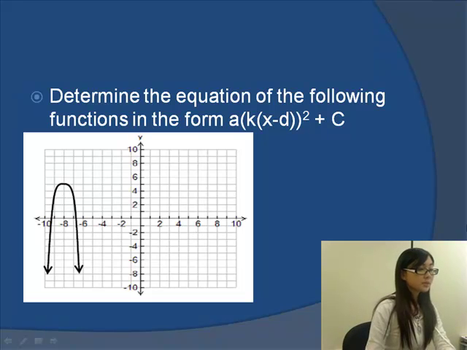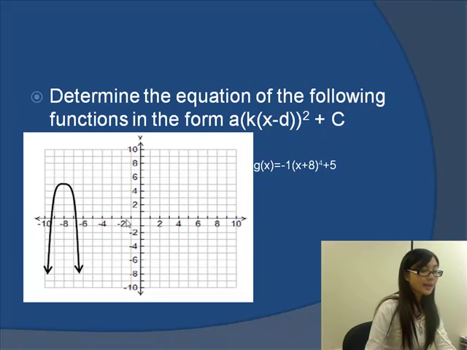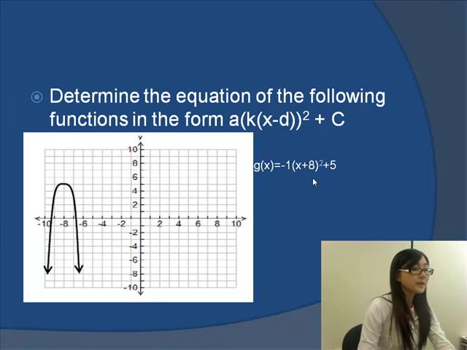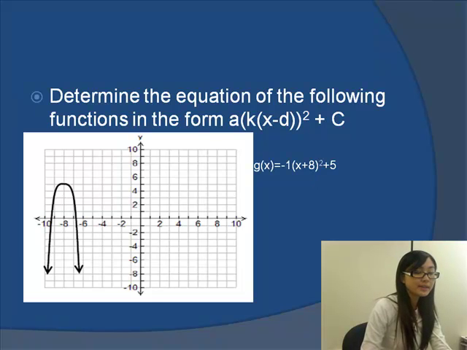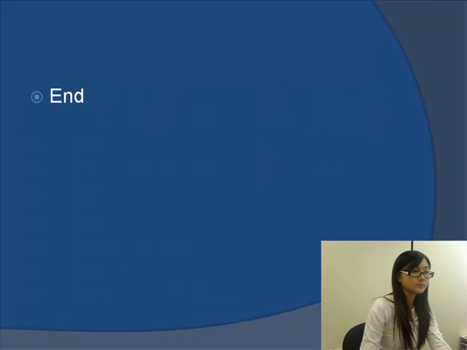Here we're given a similar question. We can see that the graph reflected across the x-axis. It shifted left 8 units, 5 units up. And so the final answer is g of x equals negative, you can actually ignore the 1 that's in front, times (x plus 8) squared plus 5.